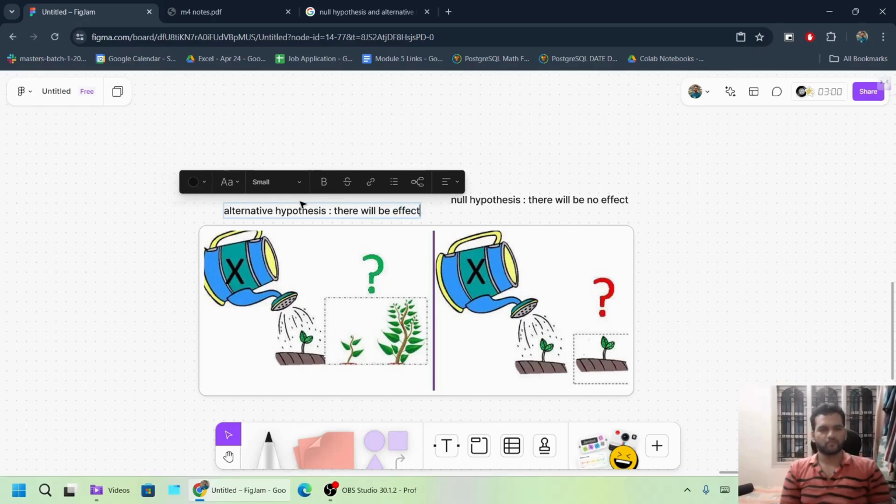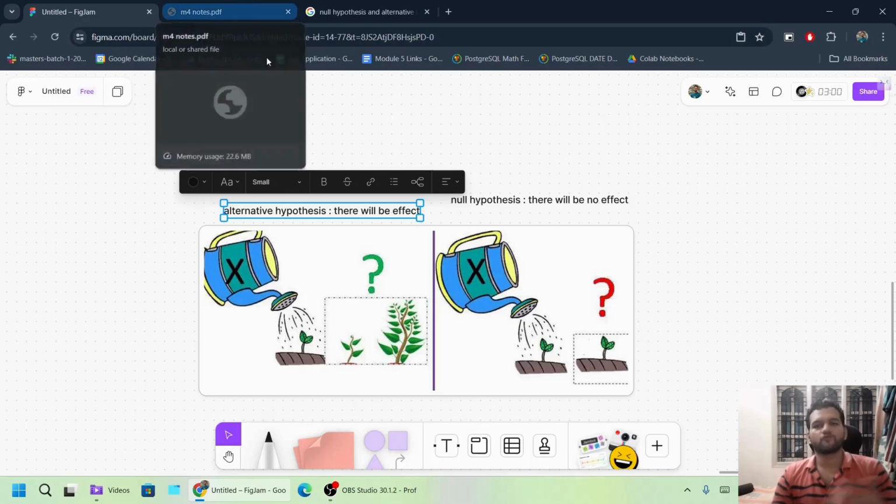As you can see here in the picture, the guy is pouring the fertilizer, and day by day it's growing. This is the alternative hypothesis. Our null hypothesis is that nothing will happen. If the plant grows, then our null hypothesis will be rejected and we will select the alternative hypothesis and go ahead with it. That's it. Let us go for the next question.